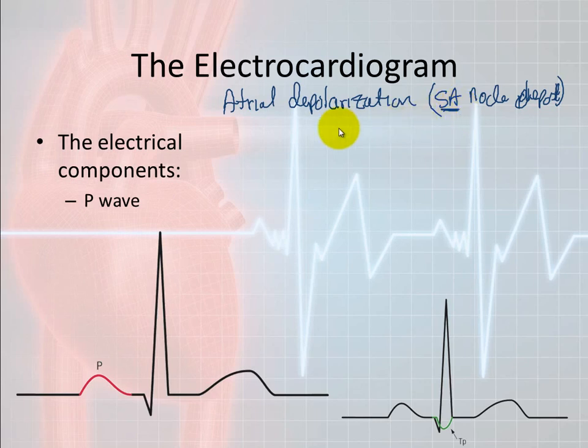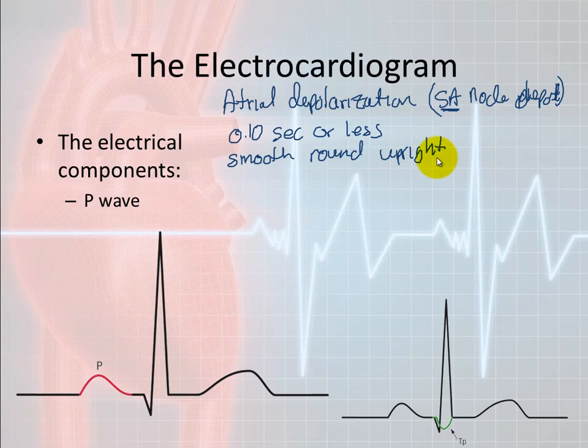The duration of the P wave should be 0.10 second or less. The shape of the P wave should be smooth, round, and typically upright. In this case, you want to look here. I don't have a grid on here, so you can't really tell, but it is smooth, it is round, and it is upright, and the P wave itself from here to here should only be about 0.1 second.